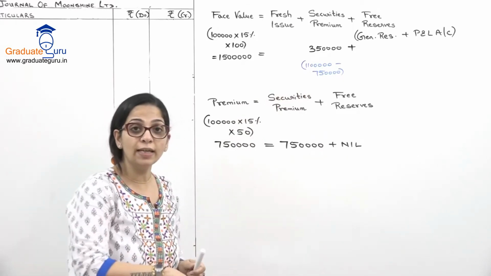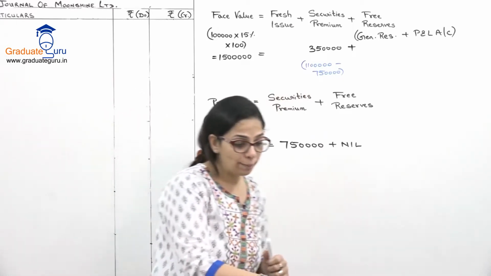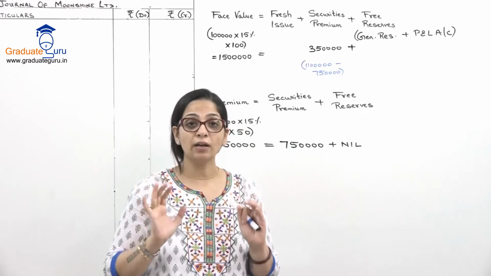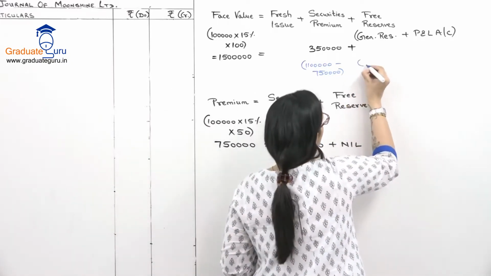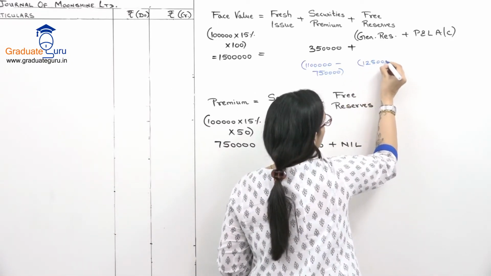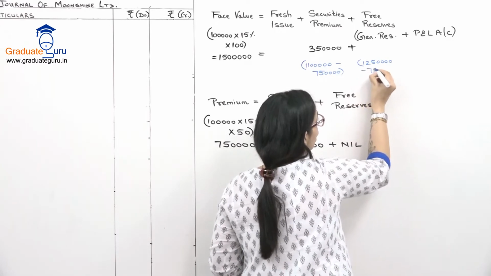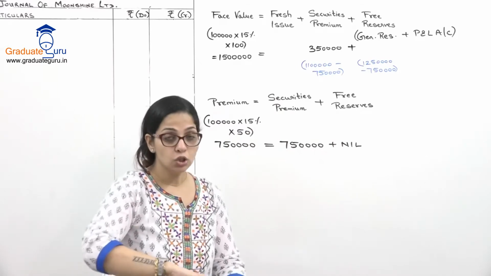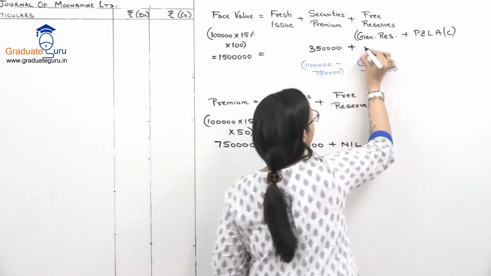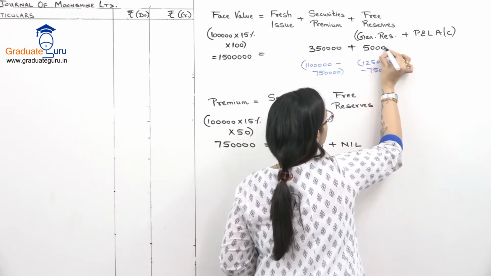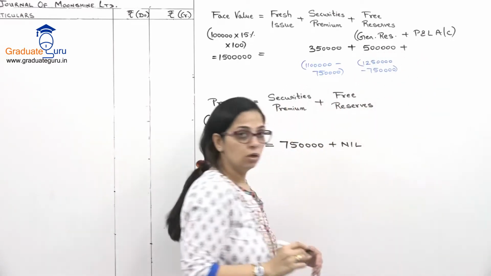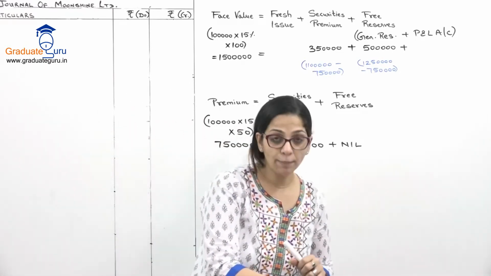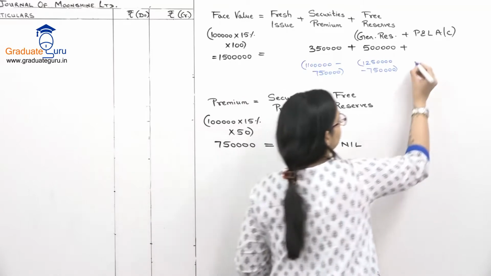Now what has been said for general reserve? I have a balance of 12,50,000, but I have to keep a balance of 7,50,000. So, even though I have 12,50,000, I cannot use 7,50,000 of it, right? So, what can I use from general reserve? 5 lakhs. Okay, got this? Same way, in P&L I have a balance of 7,50,000.